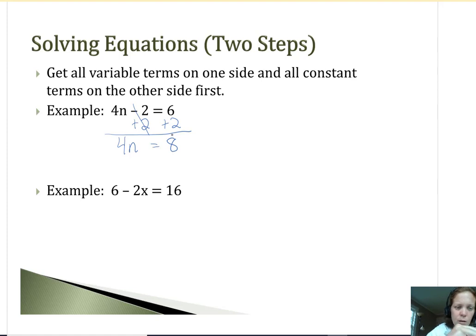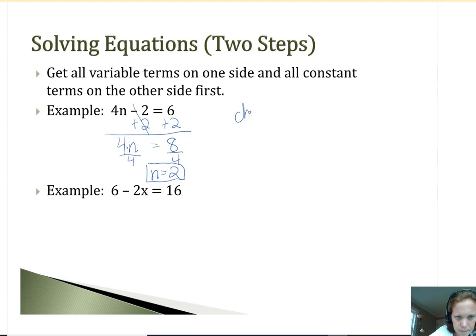And then since this is 4 times n, to move the 4, I'm going to divide both sides by 4. So n equals 2. 8 divided by 4 is 2. Okay, so this should be my answer.